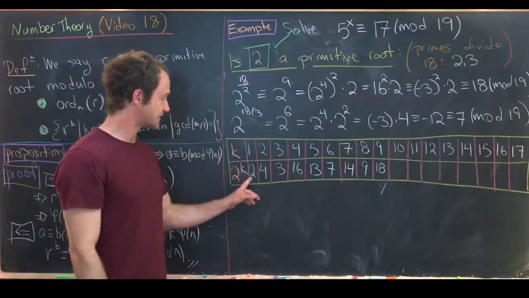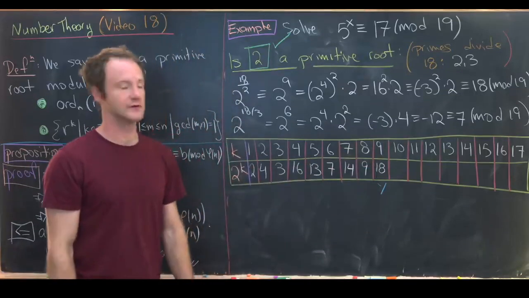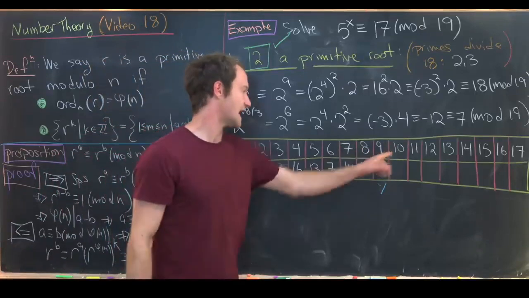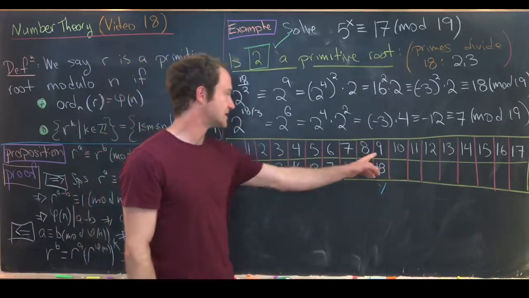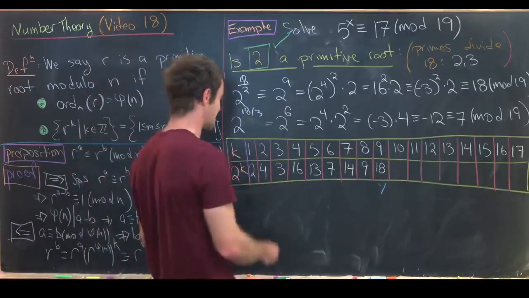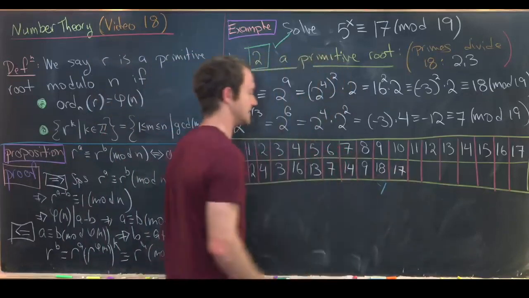Then that means we can just find the negative residues of each of those, and we'll fill in all of those boxes. So just to reiterate, 2 to the 10 is the same thing as 2 times 2 to the 9, which is -1. That makes it equal to -2. But notice -2 is the same thing as 17.